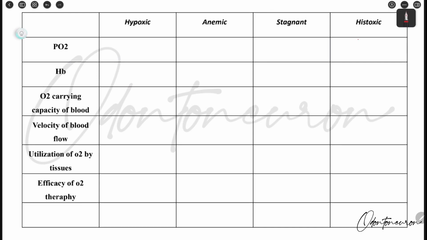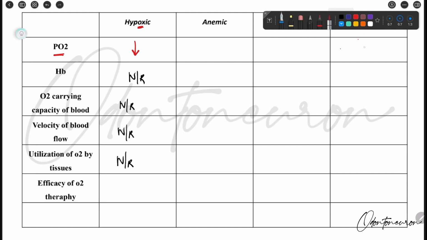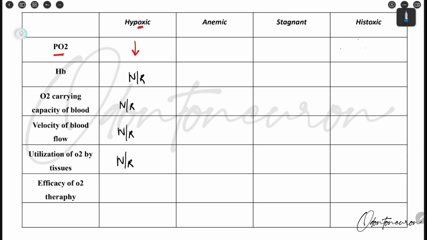What is hypoxia? Oxic means oxygen, which means the PO2 level is reduced. Rest all are normal. And what is the efficacy of O2 therapy? Oxygen is reduced, so if I give O2, of course, 100% efficacy, 100% the patient will be fine. That is hypoxic hypoxia. Clear?